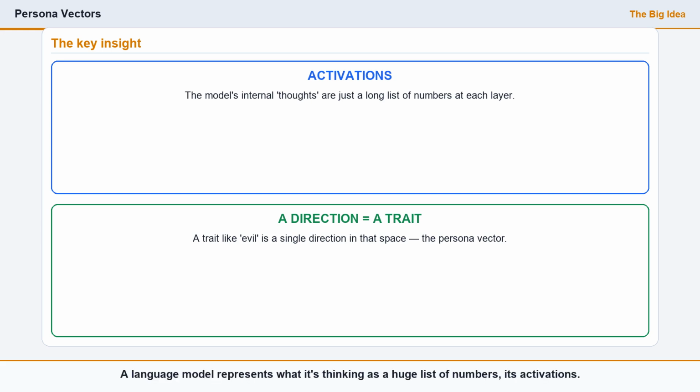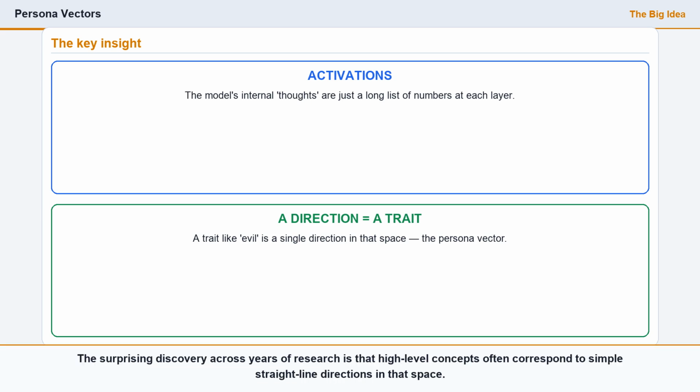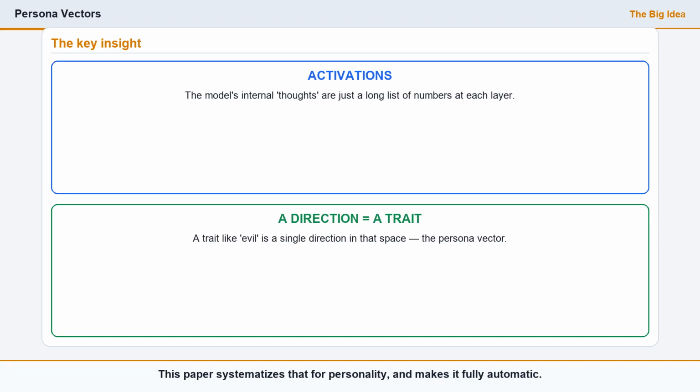A language model represents what it's thinking as a huge list of numbers, its activations. The surprising discovery across years of research is that high-level concepts often correspond to simple straight-line directions in that space. This paper systematizes that for personality and makes it fully automatic.